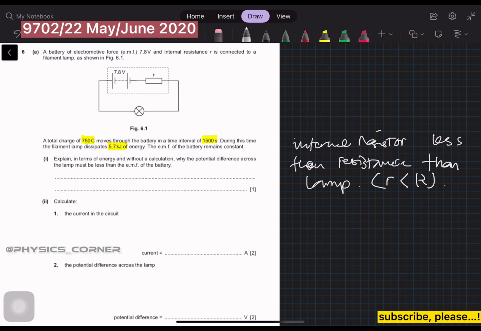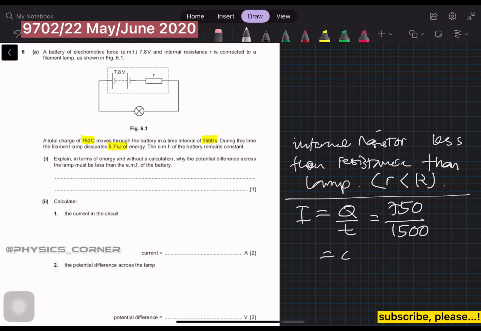Question: calculate the current in the circuit. Okay, for current we don't use Ohm's law, but we use I as charge over time. Because we already have 750 coulombs of charge here, and the time is 1500. So this is a half. Yeah, a half ampere. That's it.